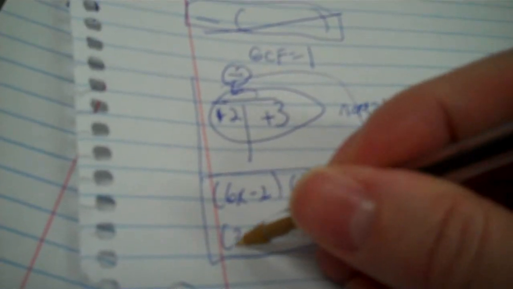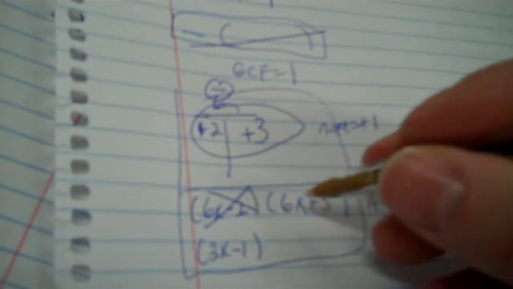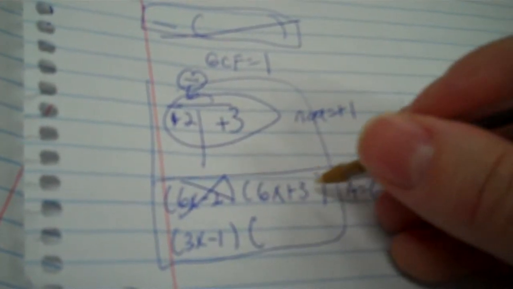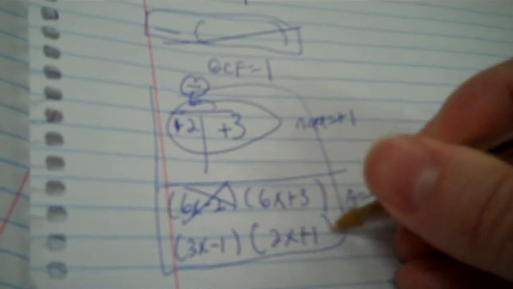then we have to divide down. Divide that by 2, that's 3x minus 1, and divide that by 3, that is going to be 2x plus 1. Okay, cross that out and rewrite it. So 3x minus 1, 2x plus 1.